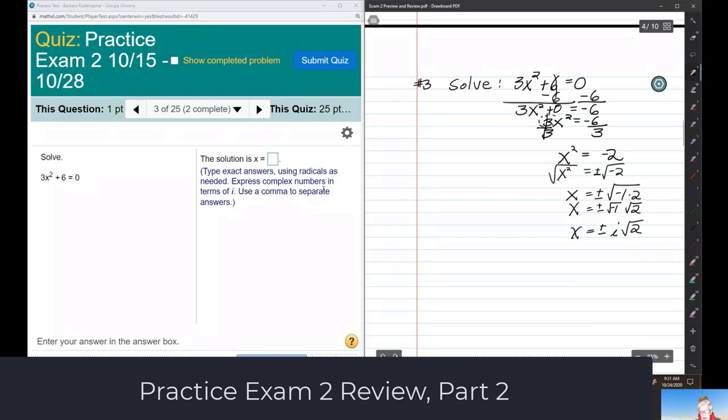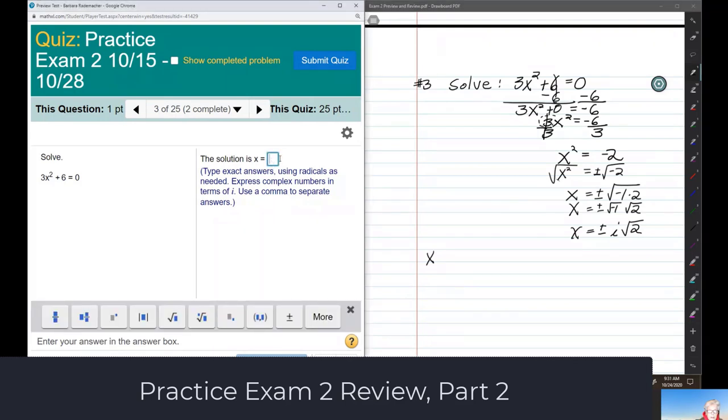Now this says express complex numbers in terms of i. Use a comma to separate answers. Okay, well, this might mean then that they don't want the plus or minus. You can tell when you click on the answer box, if there's a plus or minus, then you can probably use that. And a lowercase i times the square root of 2.